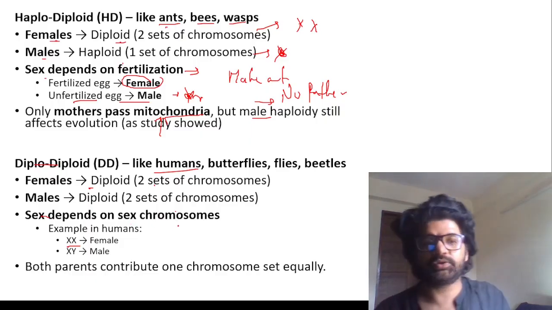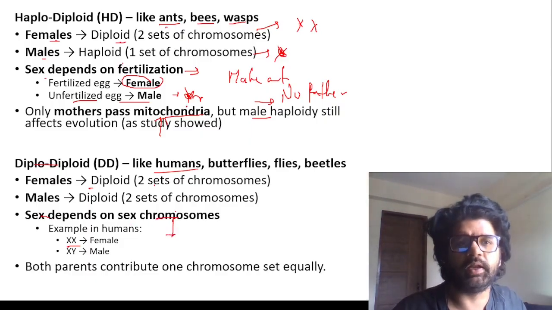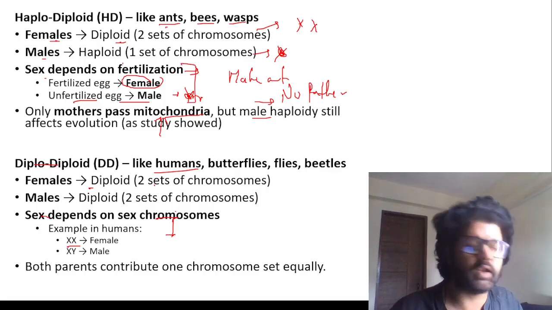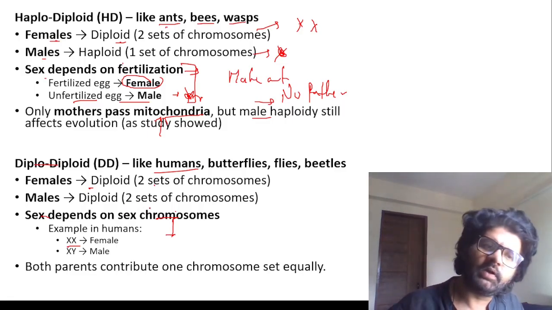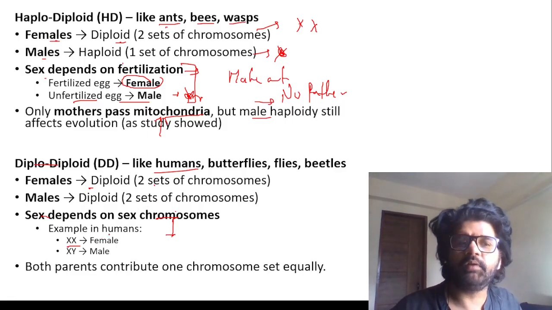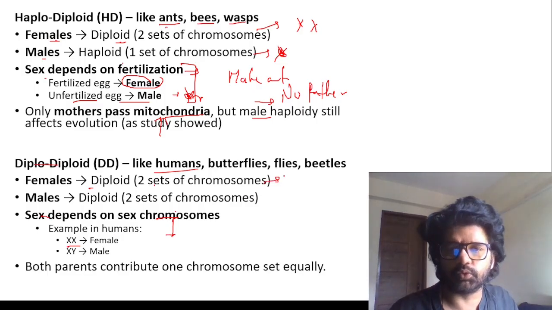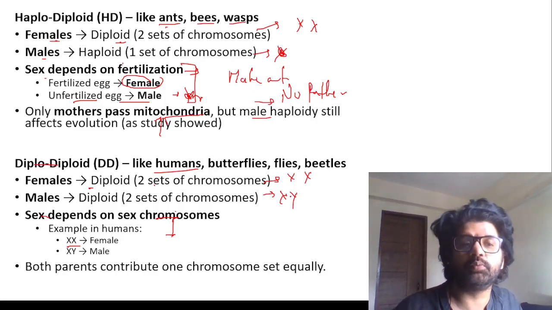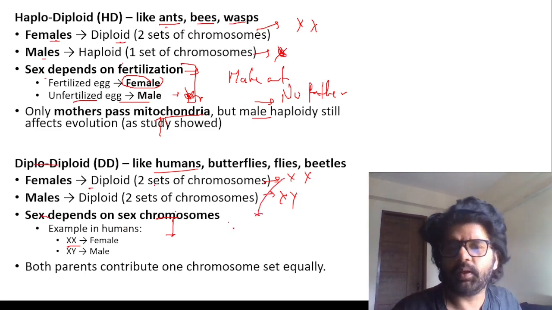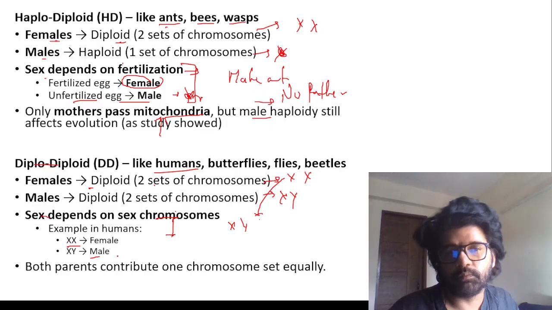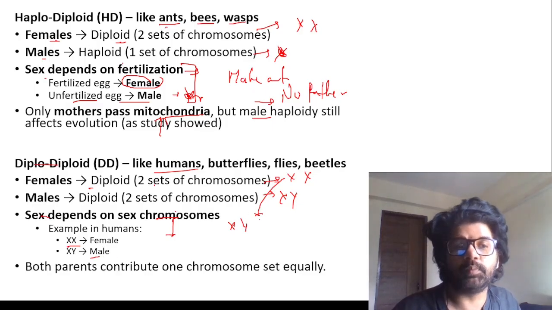But it's not only about sex, it's also about the chromosomes we are inheriting. Please remember, haplodiploid is all about fertilization. If fertilization happens, female. If not, male. In the case of diplodiploid, fertilization will happen, but even after that, it depends on chromosomes: female XX, male XY. Here we can specifically say what chromosomes male and female have. There is only X in the female, and if we inherit Y from the male, then we are male. If we inherit XX from both male and female, we are female.